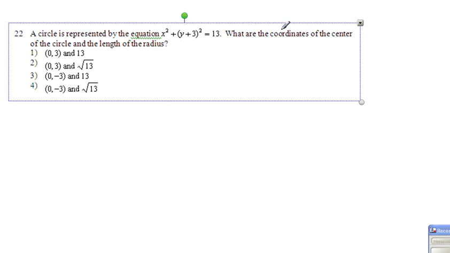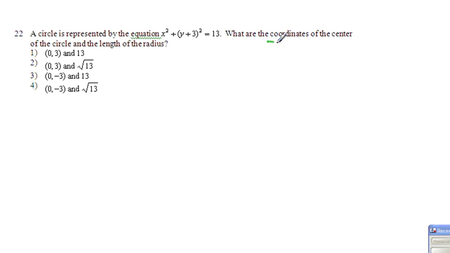Here we have, what are the coordinates of center? Since there's nothing with x coordinate for us, the center is 0, and then y becomes opposite sign right here, -3. That becomes the center, 0, -3. And then radius becomes the square root of this number 13, so our final answer becomes choice number 4.